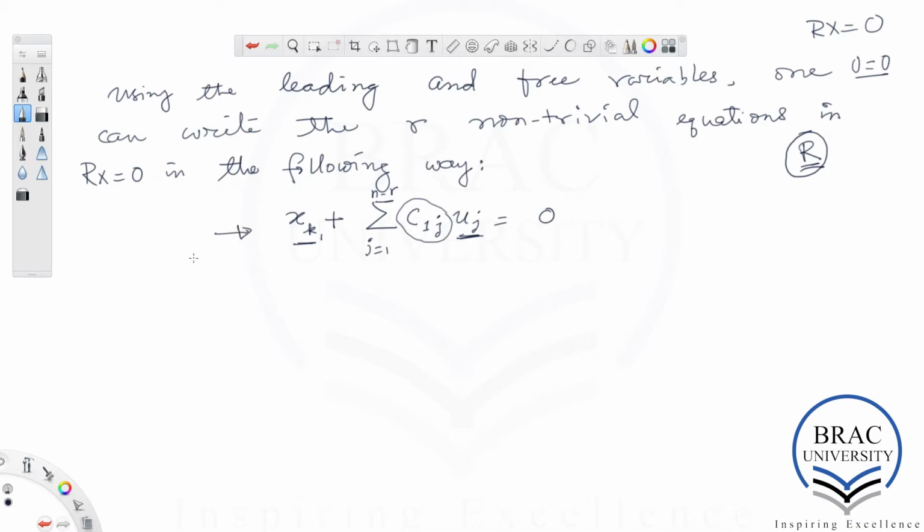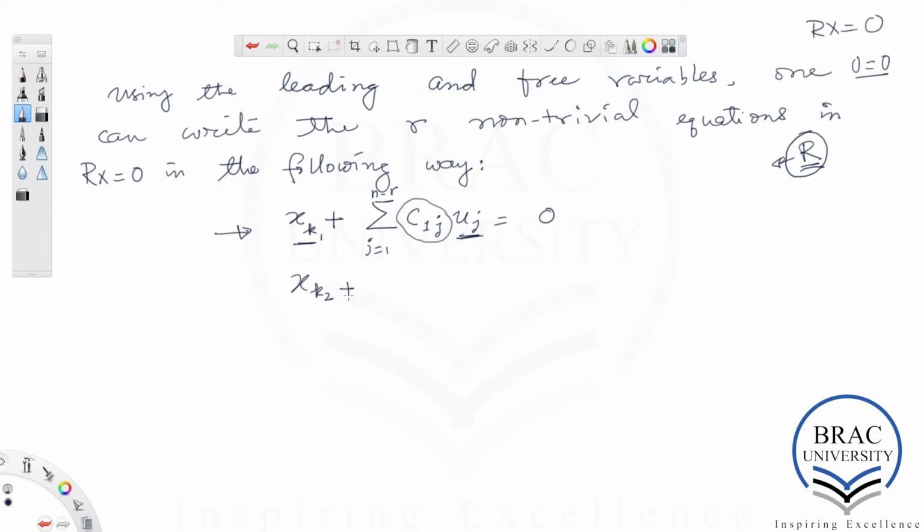And in terms of one of the leading variables and the free variables. Okay, all right. So this is the first. This corresponds to the first row of R, and the second row of R will give you this equation.